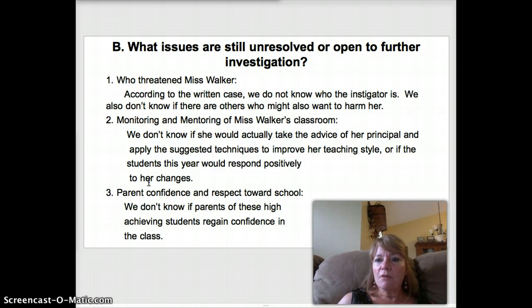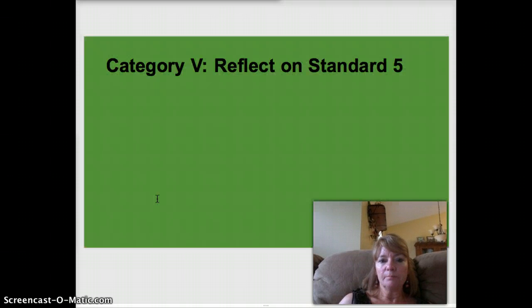So what issues would still be unresolved or open to further investigation? I'm not sure who threatened Ms. Walker at this point. Ideally, I would find that out. But according to the written case, we don't know who that instigator is, and we don't know who else might want to harm her. As far as monitoring Ms. Walker's classroom, we don't know if she would actually take the advice of her principal and apply those suggested techniques to improve her teaching style. She hadn't in the past. And I don't know how the students this year would respond to her, whether she'd be able to gain their respect or not. I don't know. It may be something that would have to wait until the next year. And I don't know if parent confidence and respect towards the school would come back. I don't know. Those are things that I wondered about.